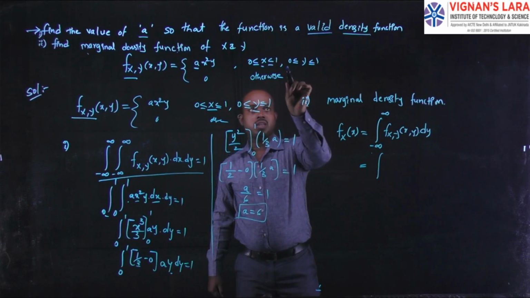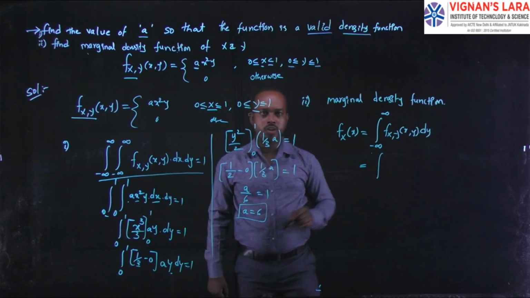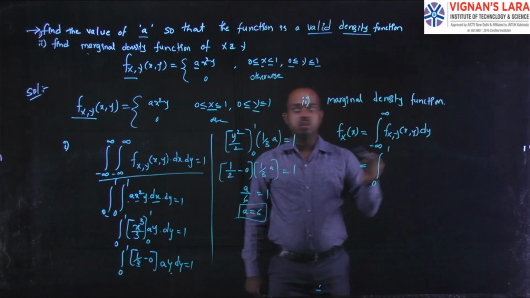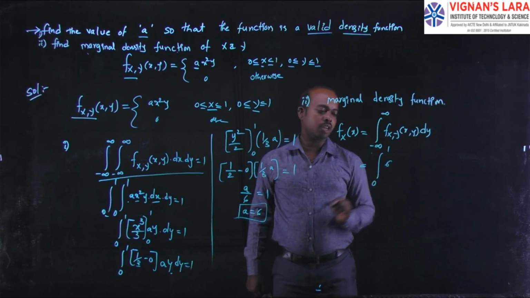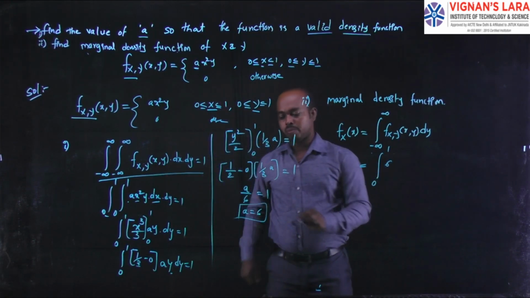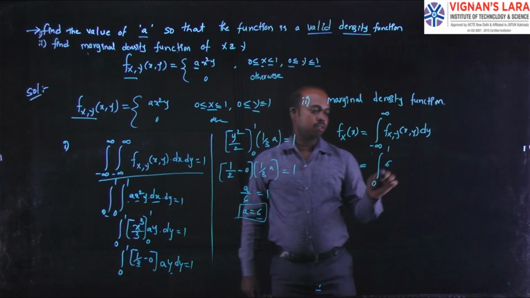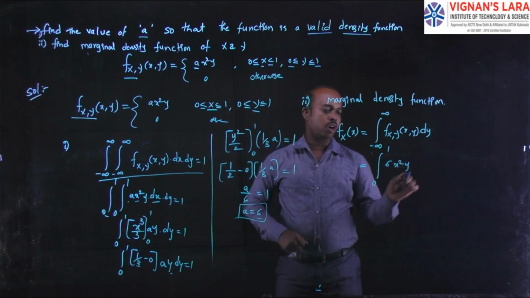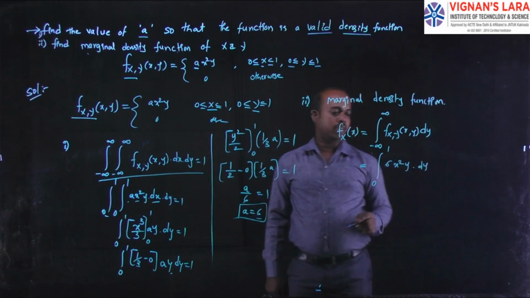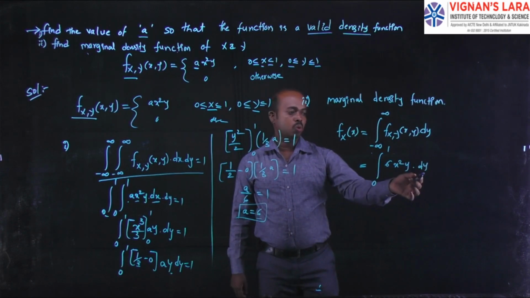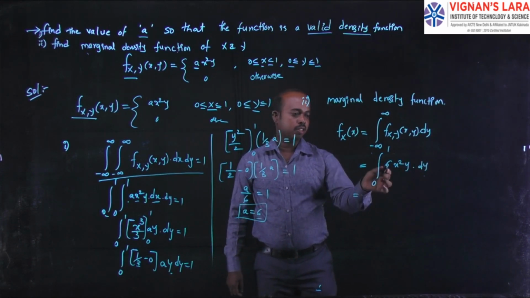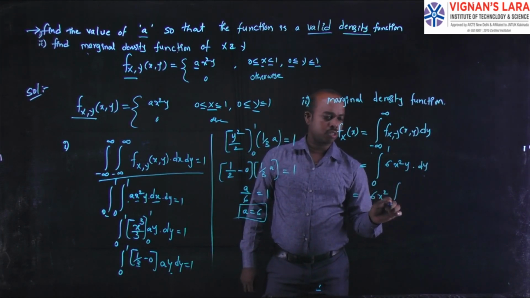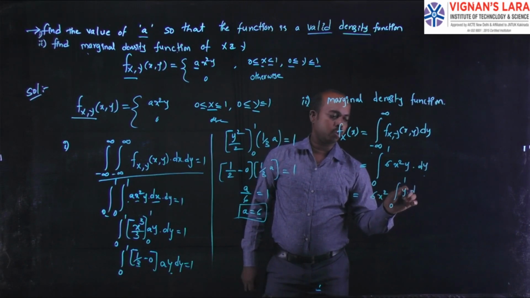But in this problem the limits of random variable y are clearly mentioned. That's why I'm assigning the limits 0 to 1. The function is, the a position I'm replacing with 6, because we already found that a value is 6, so 6 x square y dy. Here I'm making the integration with respect to y. That's why you can take 6 x square as a constant, and integrate 0 to 1 y dy.